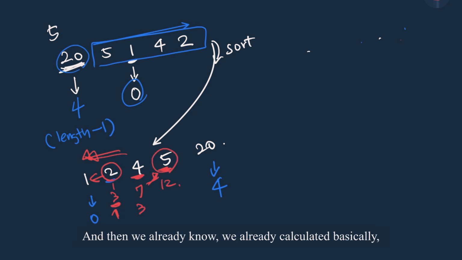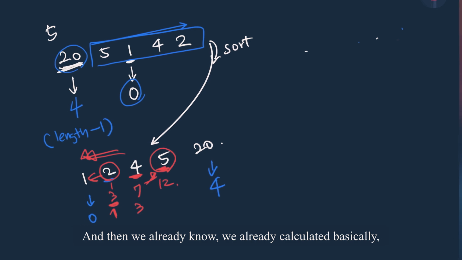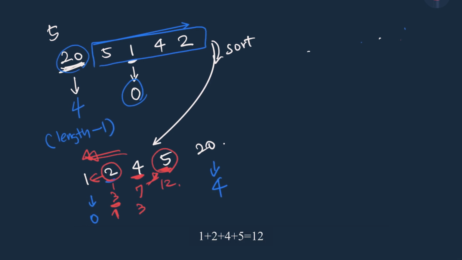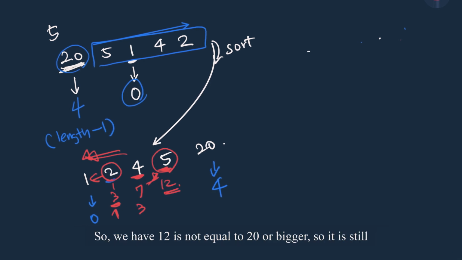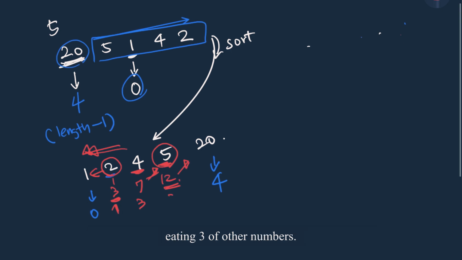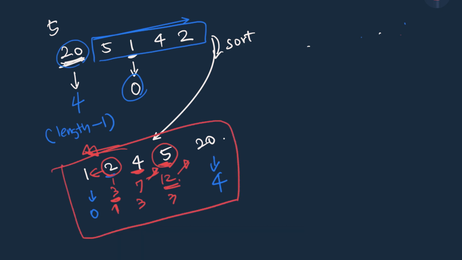We already calculated that 1 plus 2 plus 4 plus 5 is 12. So 12 is not equal to 20 or bigger, so it is still eating 3 of the other numbers. I'm not sure if you can find the pattern yet, but let me tell you what the pattern is.